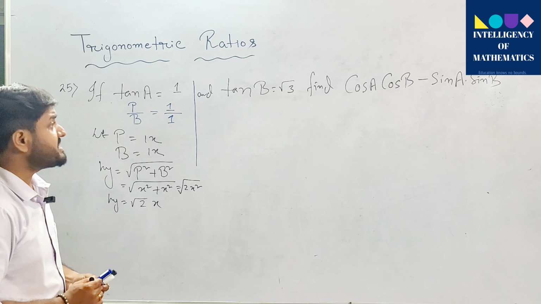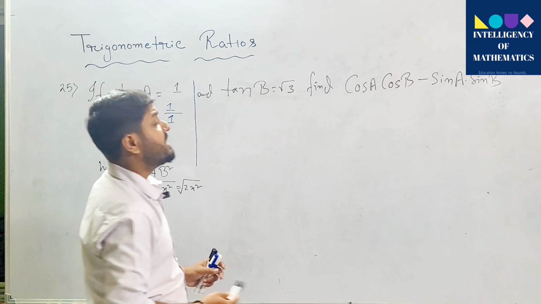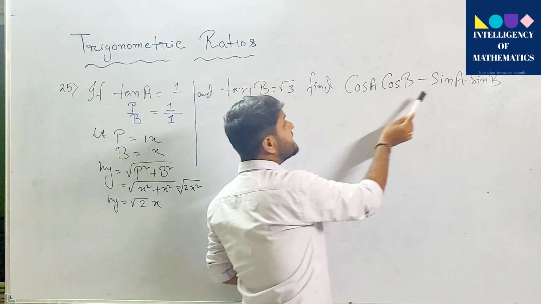Now I am getting in this expression, according to this angle A, there are two things: one is cos A, another one is sin A. So those two values are what we will be calculating here. We'll calculate the value of sin A from here and cos A also.